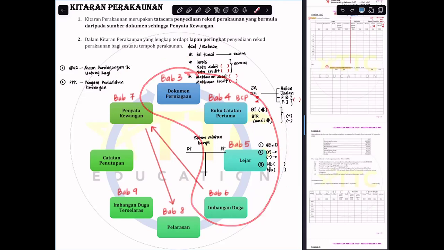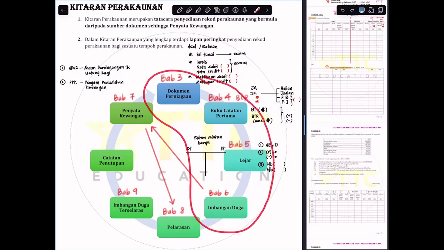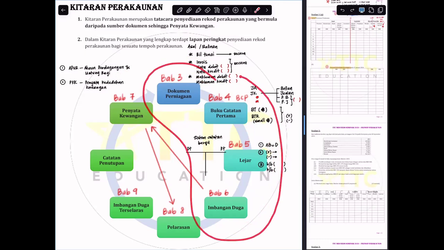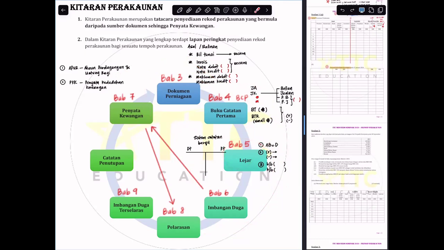So it will be a heavy topic. It will already cover almost half of the syllabus in Form 4. That's why it takes a lot of time for us to go through the questions whenever we go through chapter 5, chapter 6 all together. But it's okay. Let us try as much as possible.